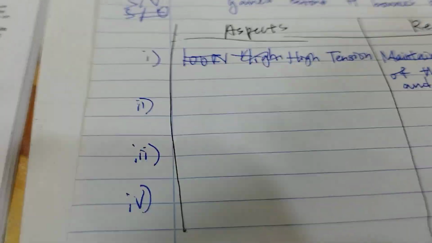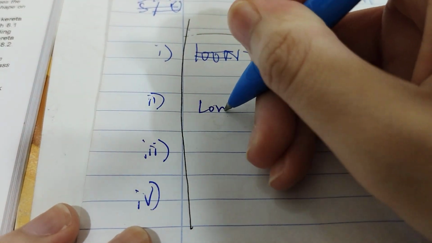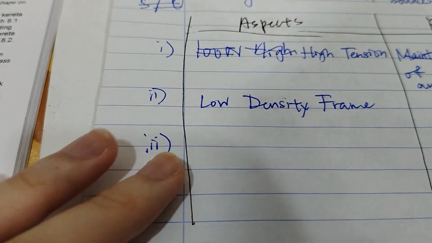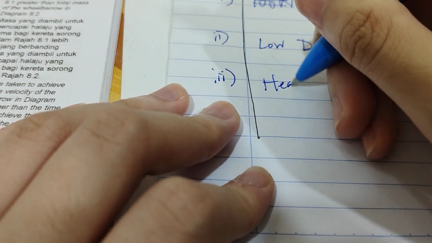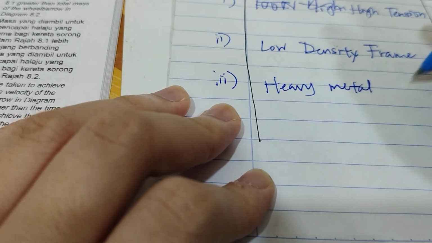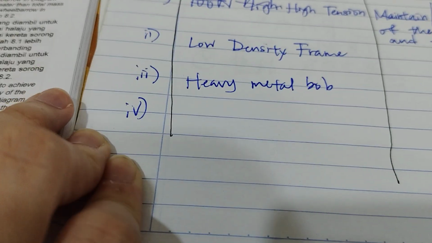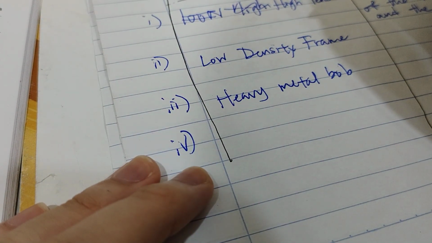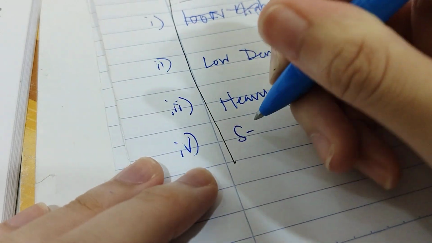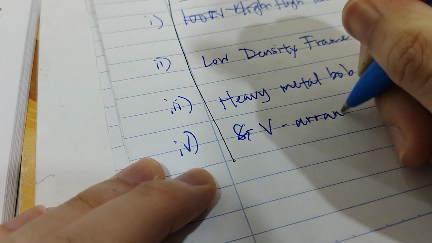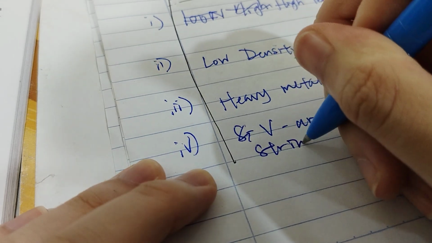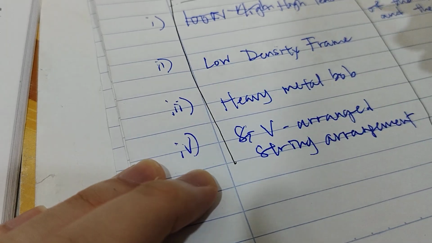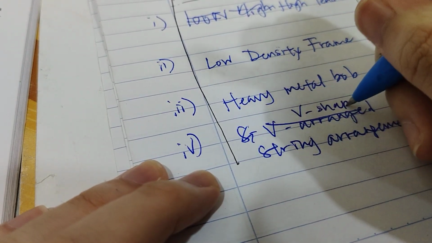Okay, the second point we have to write about is the density. So this is a lower density frame. So low density frame. I'm just gonna write the other answers in. We have to talk about the mass. This is a heavy metal bob. Then we had to talk about the final thing, which was the string arrangement. So this was a string arranged V. Oh, V-shaped. There you go, V-shaped.